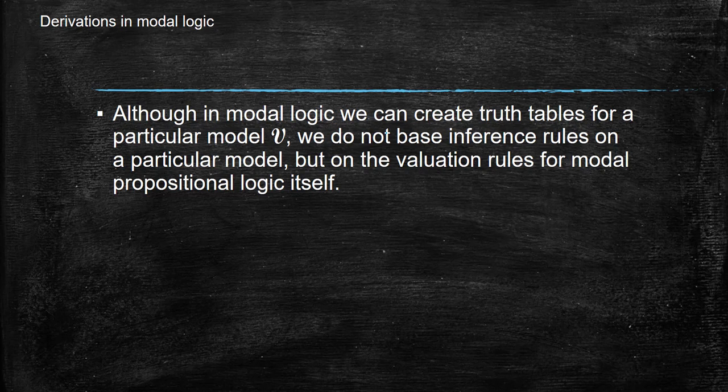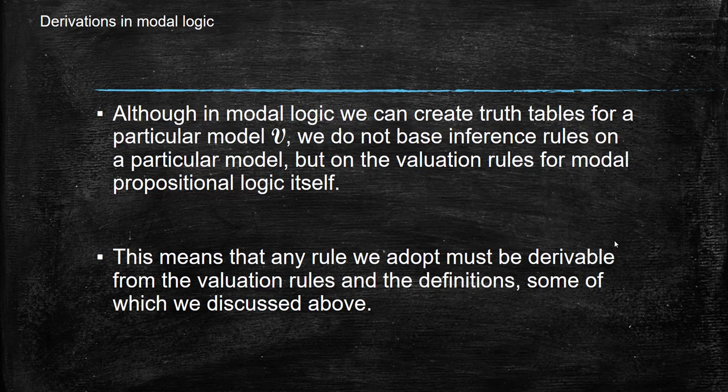So that's old hat. Although in modal logic we can create truth tables for a particular model, V, we do not base inference rules on a particular model, but on the valuation rules for modal propositional logic itself. This means that any rule we adopt must be derivable from the valuation rules in the definitions, some of which we discussed in the previous lecture.